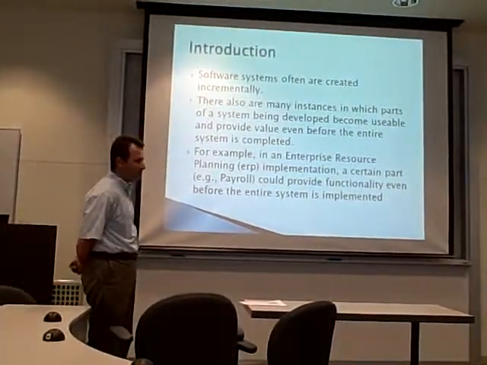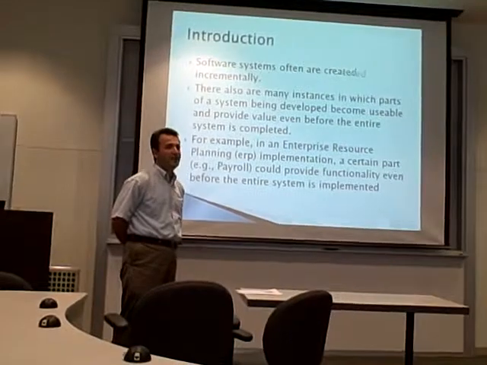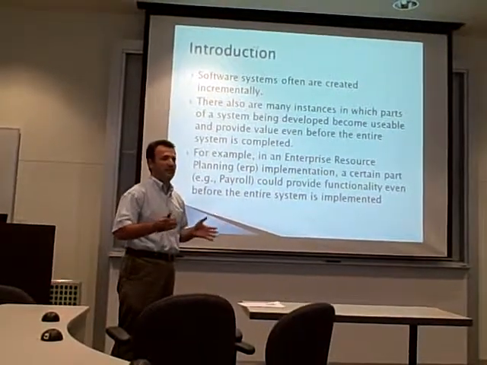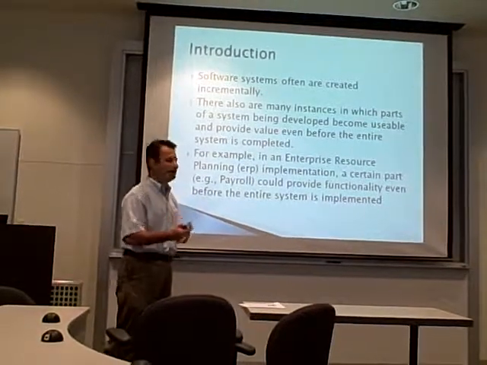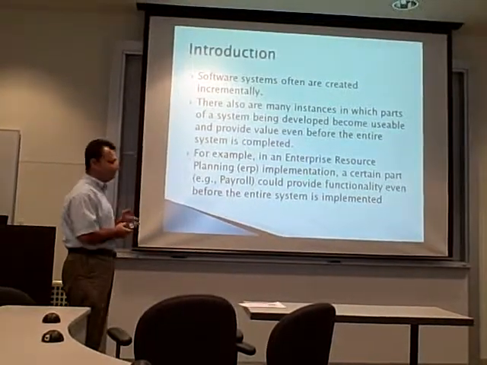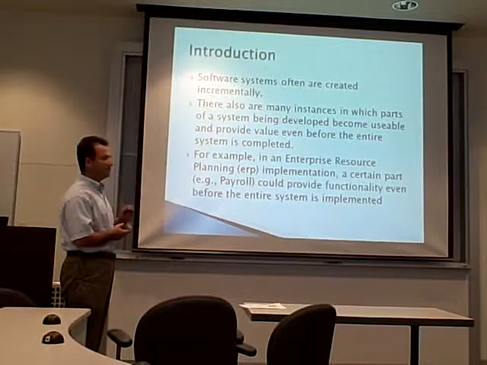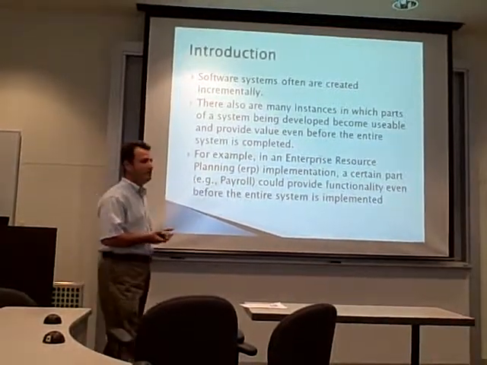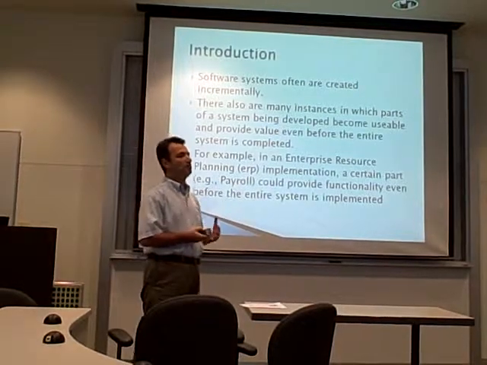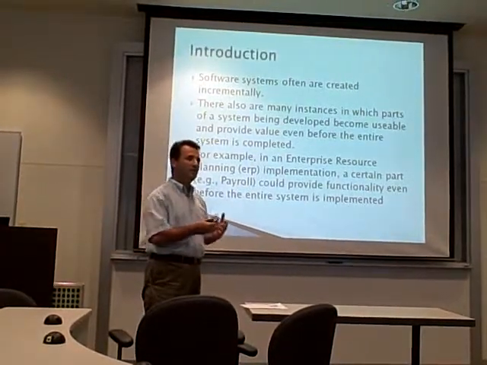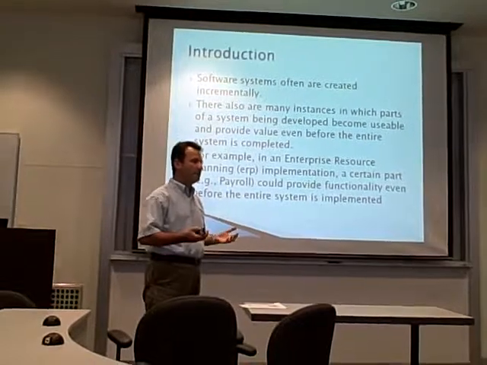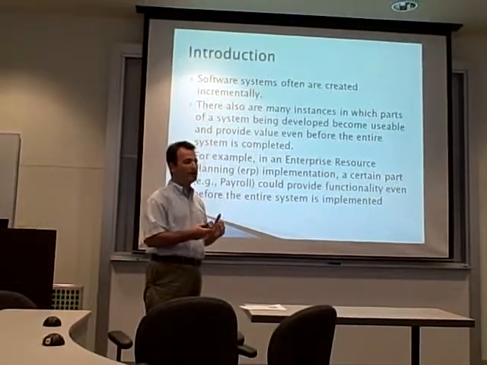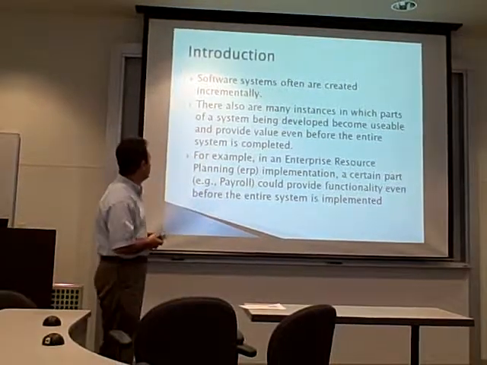So software systems are often created incrementally. You don't do it at once instantly. You develop it step by step. So there are many instances in which parts of a system being developed become usable before the whole system is being released, right? Because you're developing it incrementally. If it's a huge thing, there might be some cases where some part of the project which is finished earlier than the whole thing might be useful, which makes sense.